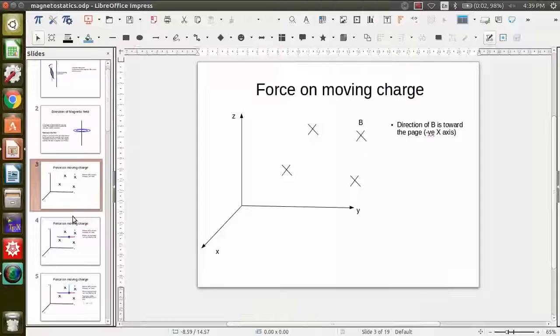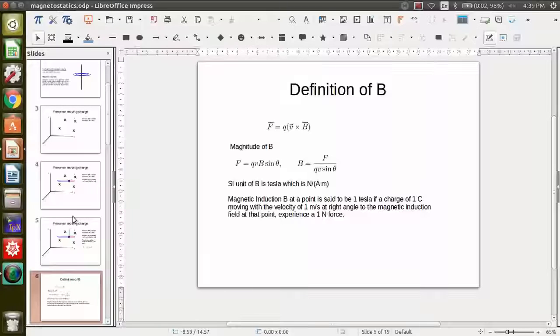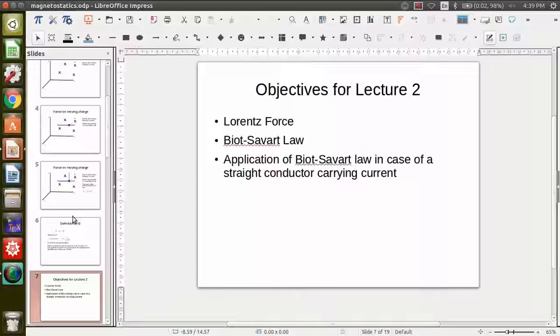Also, we saw that when a moving charge is placed in a magnetic field, it will experience a certain kind of deflection, which in turn will give you force, and the force is given in this direction. From that we find the definition of magnetic field induction as well, and we also got the dimension of magnetic field induction. So what are the objectives for today?